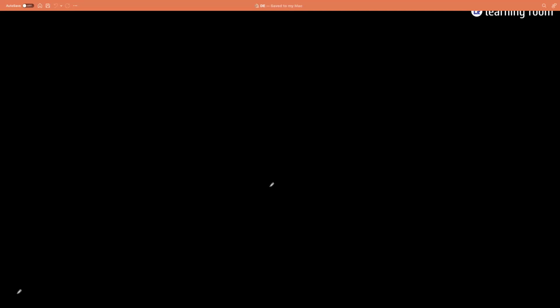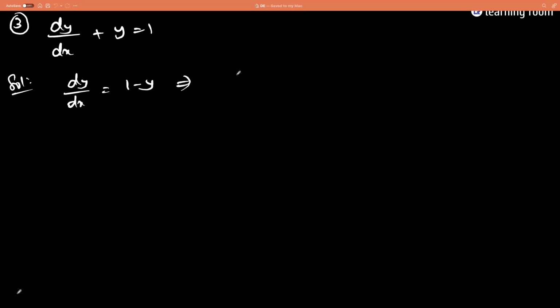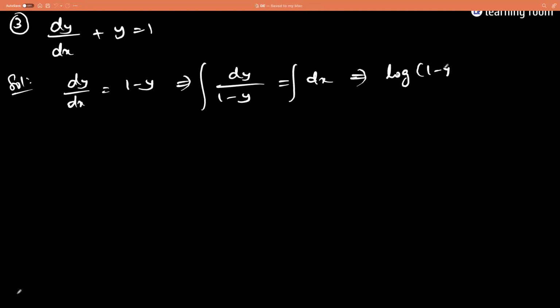Third, dy by dx plus y is equal to 1. So solution is dy by dx will be equal to 1 minus y, which implies dy divided by 1 minus y is equal to dx. So integrating on both the sides, the integral of dy by 1 minus y is going to be log of 1 minus y divided by minus 1 is equal to x plus c. So this will be equal to minus log of 1 minus y is equal to x plus c.